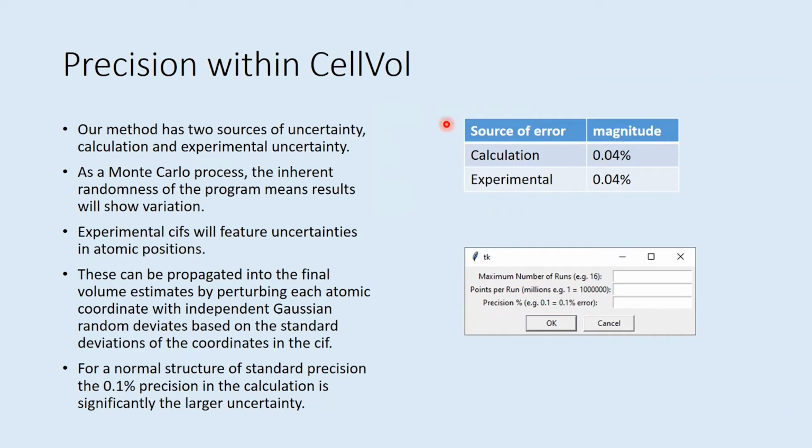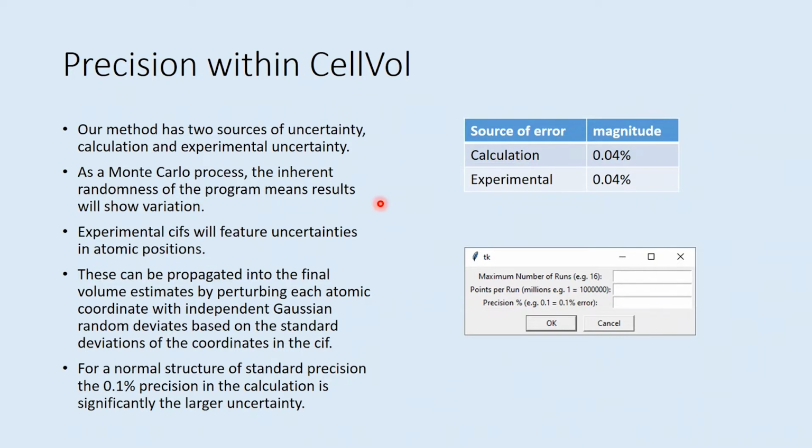Another unique selling point we've been trying to push with our void analysis program, the CellVol program, is an ability to calculate precision within our estimates. It's a common feature in most void analysis programs that you tend to get a value without any measure of the accuracy of that value. So we attempted to find a way of measuring the accuracy of our measurements. There are 2 sources of uncertainty in our measurements: experimental uncertainty, and the uncertainty from the calculation itself.